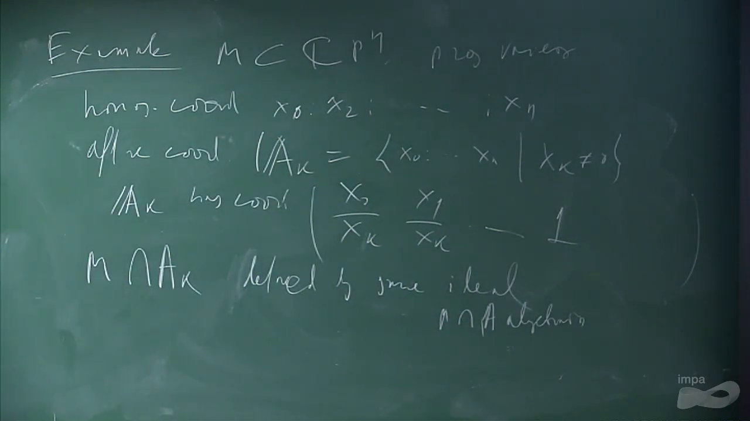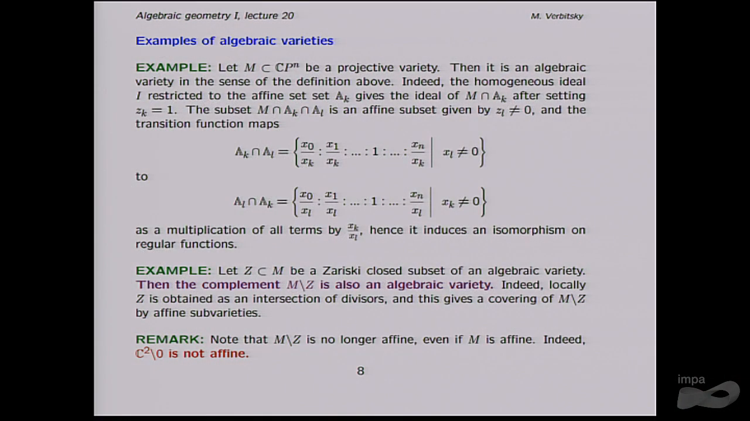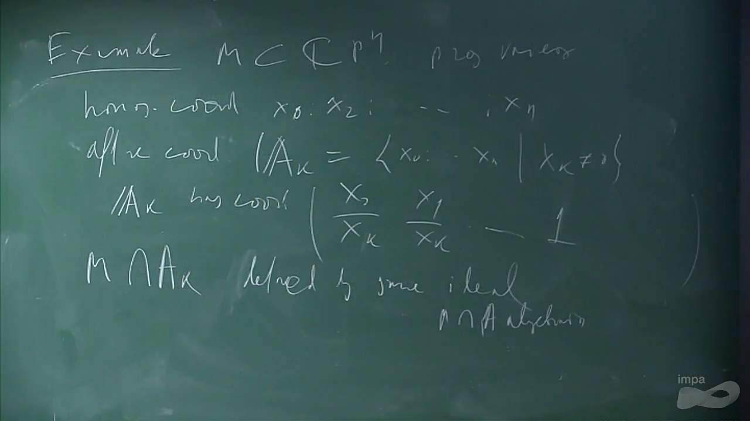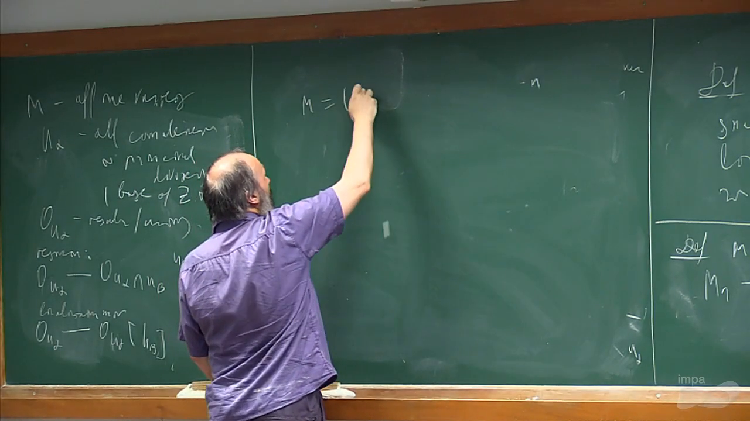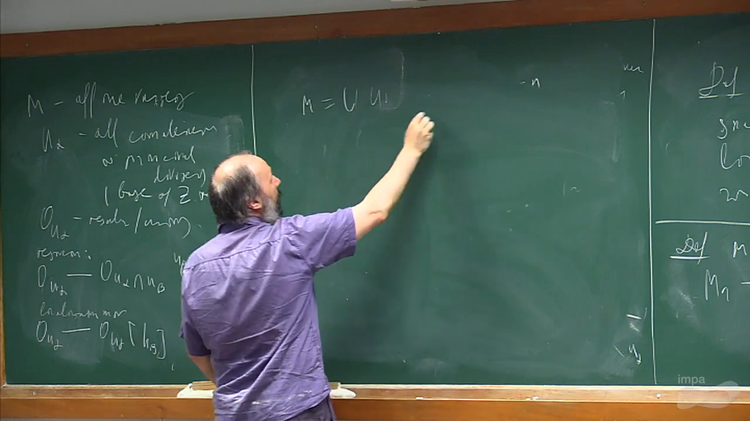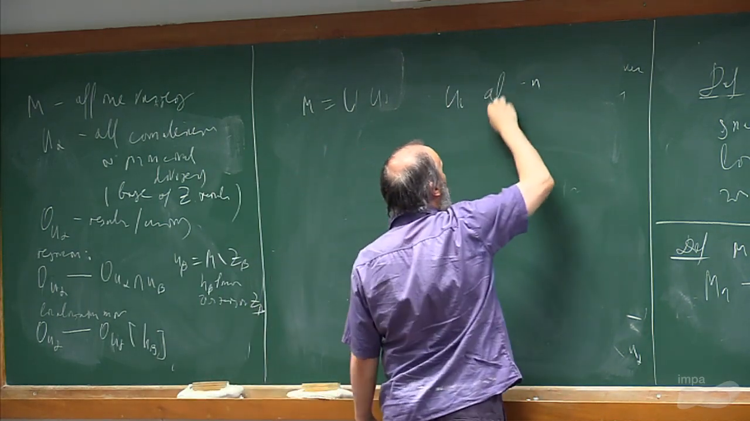Now I'm slightly overreaching because I give you this definition, but then there is, like for the usual smooth manifolds, you can do with charts and atlases, as usual. If you have a definition in terms of sheaves, you can have a definition in terms of atlases as follows. You have M is a union of U_i, and U_i are affine.